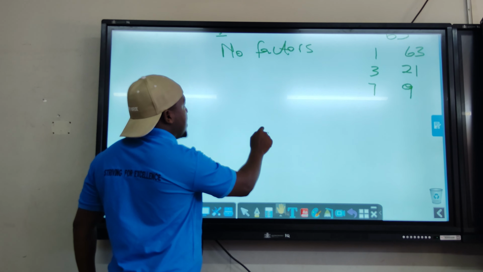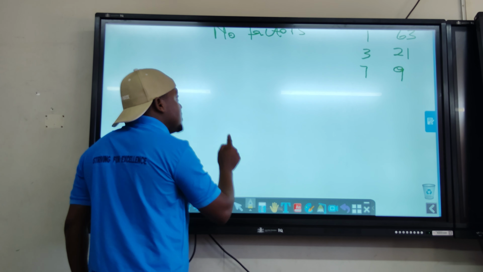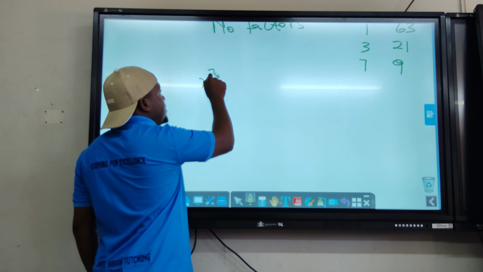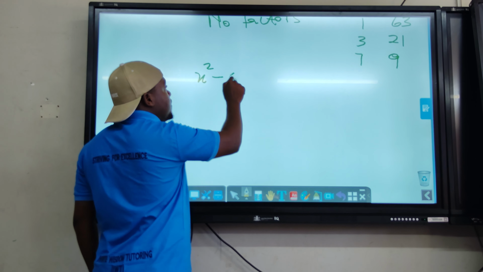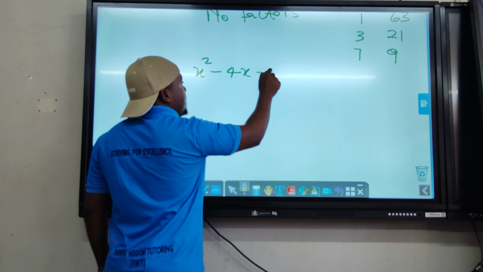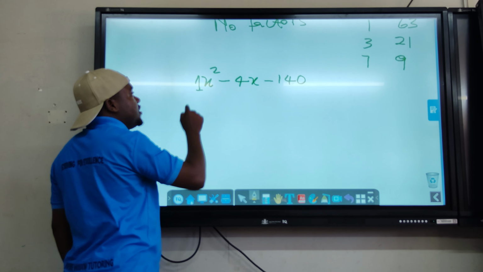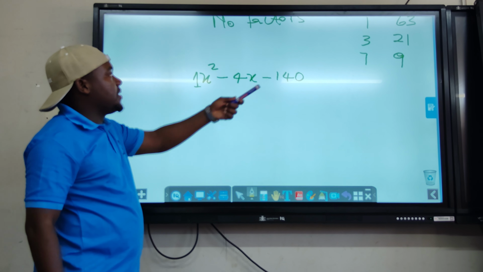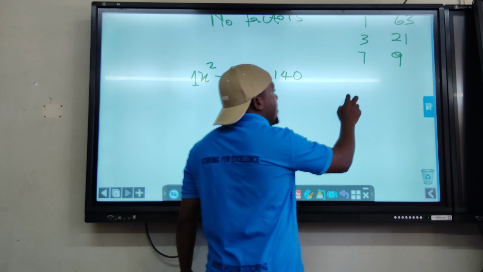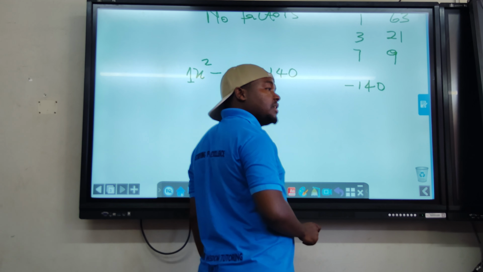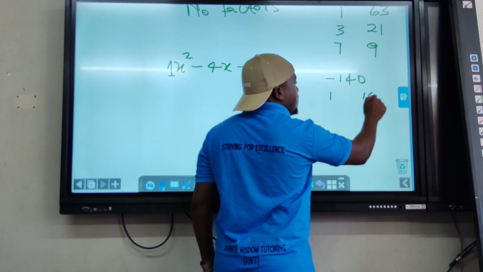And then the last one, I think it's the last one, number 3 there. It says what? Quickly. x squared minus 4x minus 1/4. So here our coefficient is 1. So you can say 1 multiplied by 1/4, which is still 1/4. But the fact is we have negative 140. We look for factors of 140. What are they? 1 and 140.